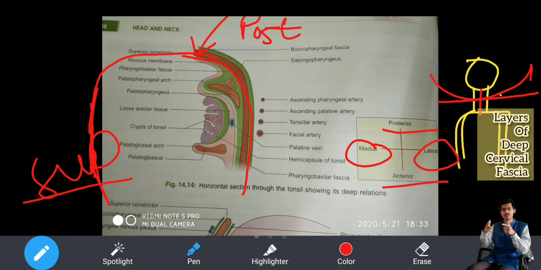Okay, this is the posterior wall of the pharynx. Now what do you see? This is the buccopharyngeal fascia. Are you getting? Yes. Okay, this is the buccopharyngeal fascia. Then this is the pharyngobasilar fascia. Can you see this? Pharyngo.